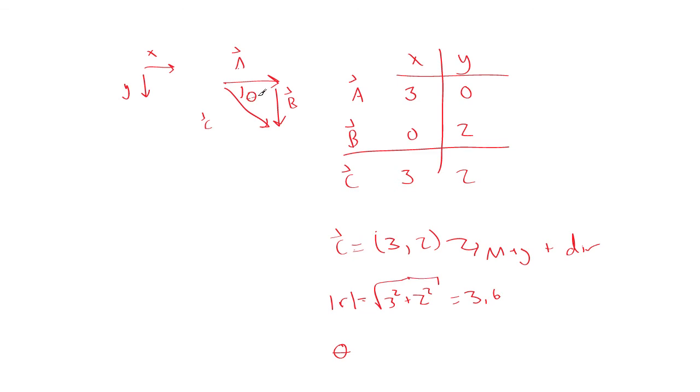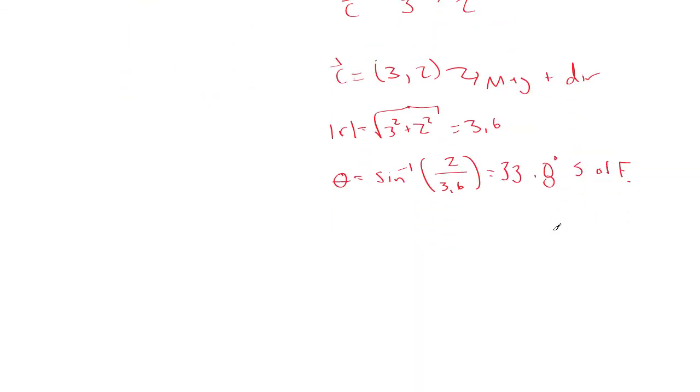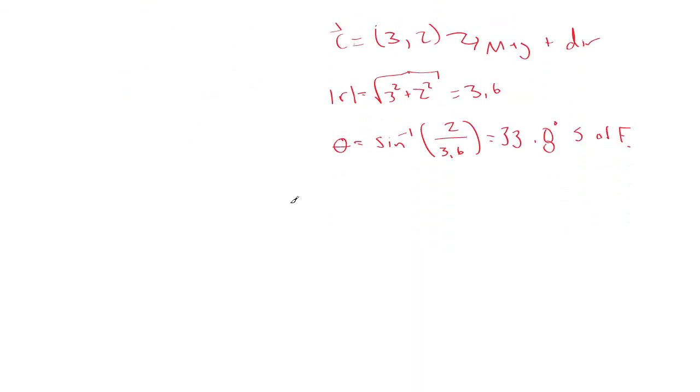We'll pick theta to be this angle, and that's going to be equal to, let's see, what are we going to use? We could use the sine, tangent, or cosine. Take your pick, because we know all three sides. I'll pick the sine, so the inverse sine of the y component of the vector, which is just 2, divided by the hypotenuse, which is 3.6, will give me the angle. And the angle is, if I take a look at my notes, 33.8 degrees south of east.